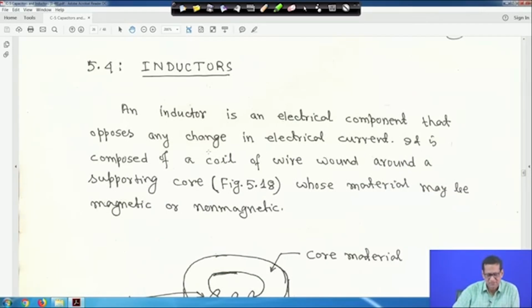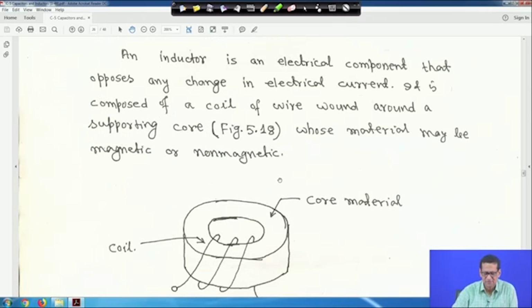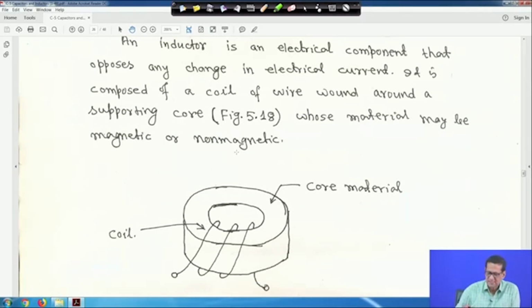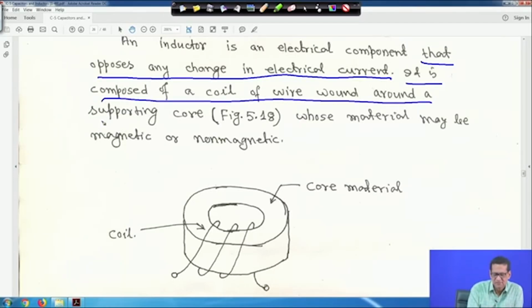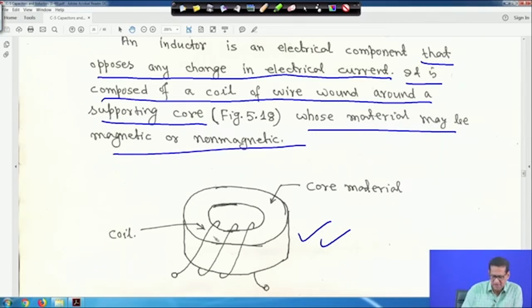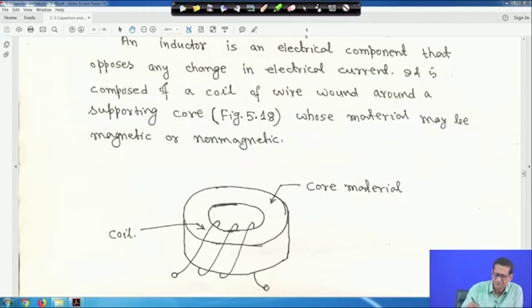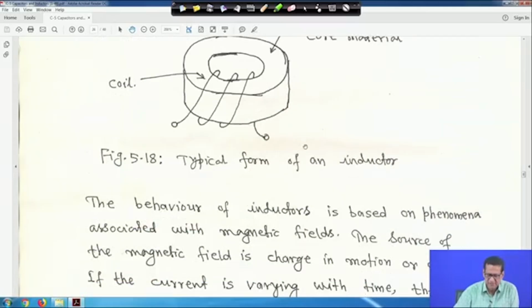So, inductors. An inductor is an electrical component that opposes any change in electrical current. You know a little bit from your higher secondary physics. It is composed of a coil of wire wound around a supporting core, as in this figure 8, whose material may be magnetic or non-magnetic. So, this is the coil wound and this is the core material.